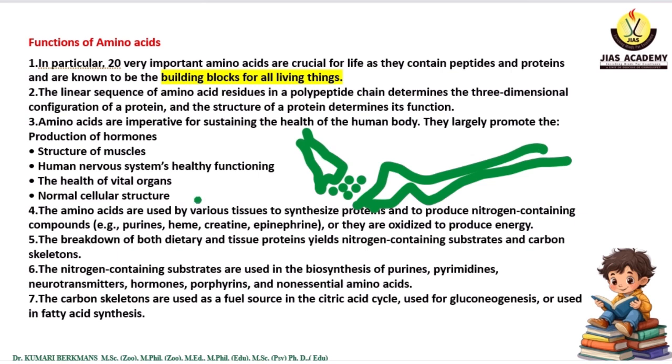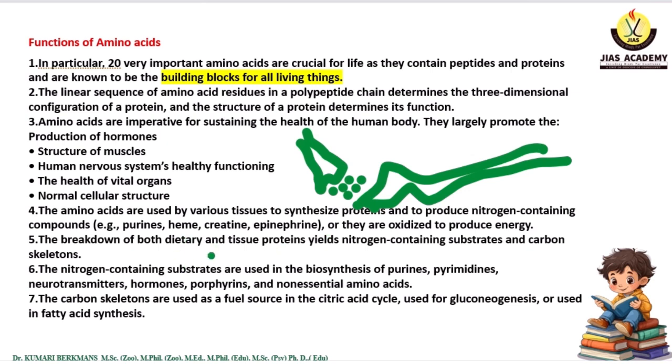Okay. So we have to take all the essential as well as the non-essential amino acids produced by our body, but we have to take the essential amino acids regularly in a proper way. The amino acids are used by various tissues to synthesize proteins and to produce the nitrogen containing compounds, purines, heme, creatine and epinephrine. This epinephrine is also an example of a neurotransmitter.